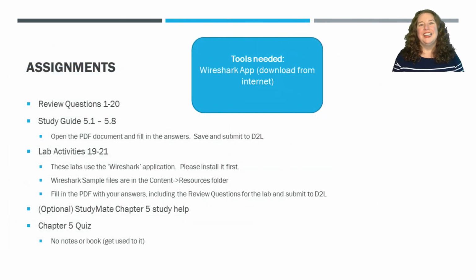Okay, so we finished up our media section. We can work in operating systems next chapter. So review questions obviously are optional. You can choose to do those. Go ahead and do your study guide. For your lab activities, you shouldn't need anything excessive except the Wireshark application. You're going to go to wireshark.com and download it if you haven't already done so. There are sample files with Wireshark that are in the content resources folder in D2L. So you'll see those are in there, and you'll see in the labs which sample file they want you to use.